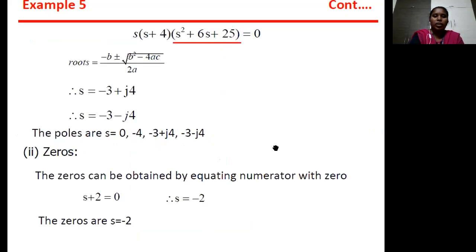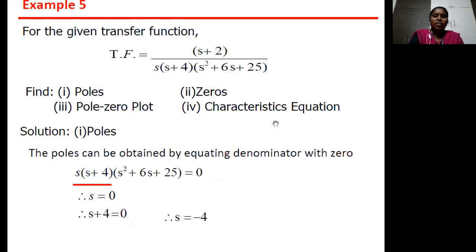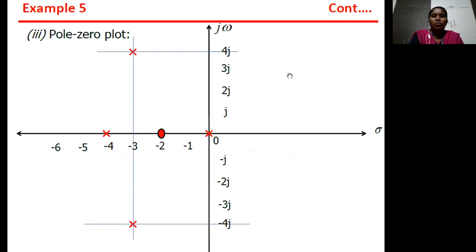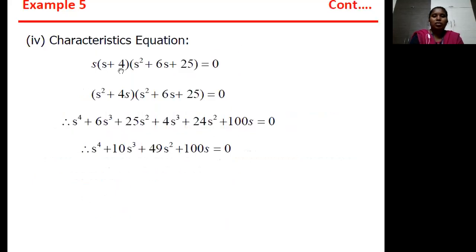And coming to the next one, we have to obtain the characteristic equation for this particular transfer function. So how can we obtain the characteristic equation? To obtain the characteristic equation, we have to equate the denominator of the transfer function to 0, right? So for that reason, here I am taking s into s plus 4 into s square plus 6s plus 25 is equal to 0. By simplifying this equation, like by multiplying s into s plus 4, I obtain s square plus 4s into s square plus 6s plus 25.